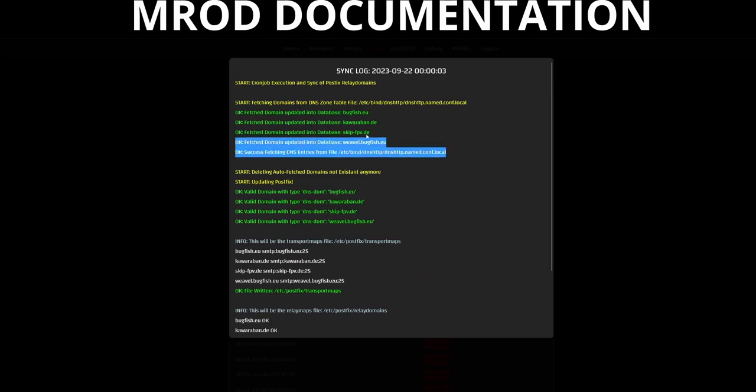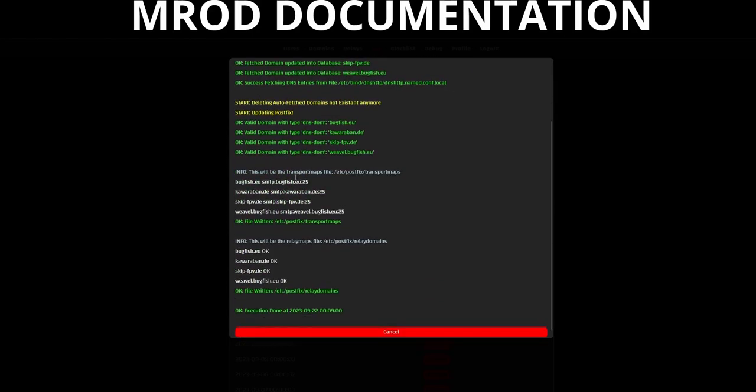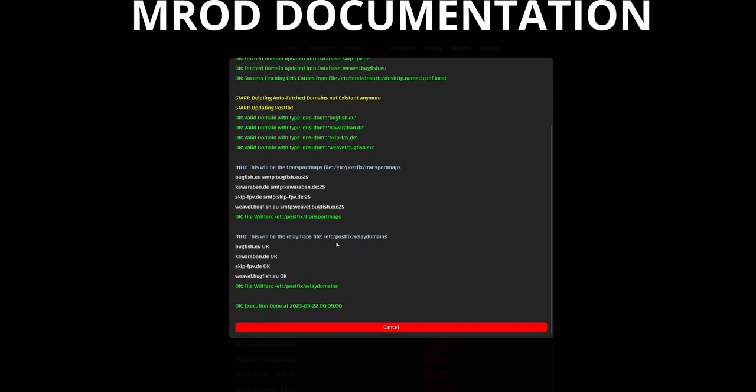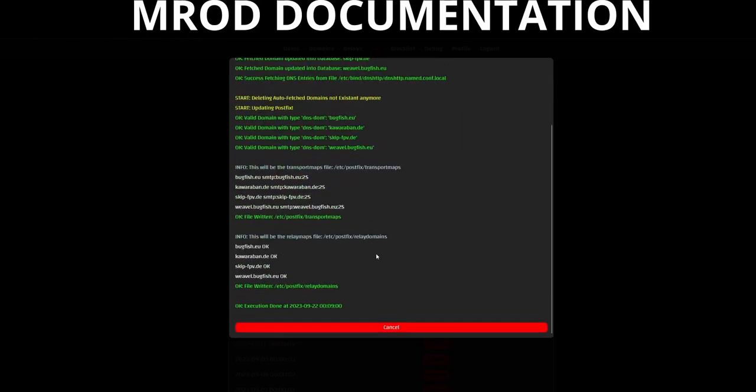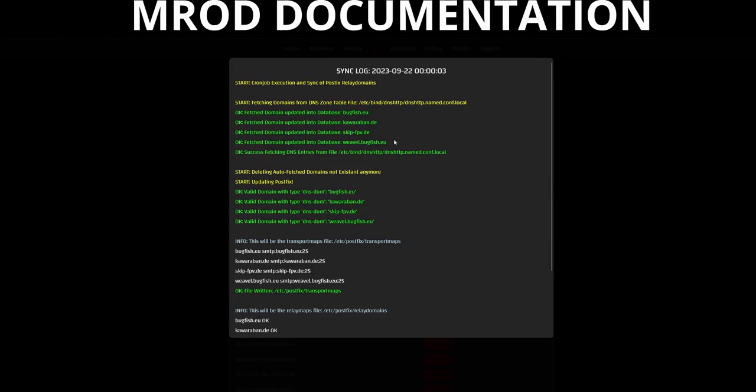Here I can see domains which have been auto-fetched from my local DNS HTTP instance, which is another of my DNS software projects, but this video is not about that. So here's all the stuff the cron job did and what has been fetched. If you need any information about that, you can find it here.